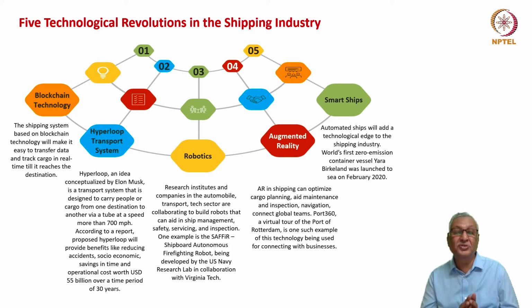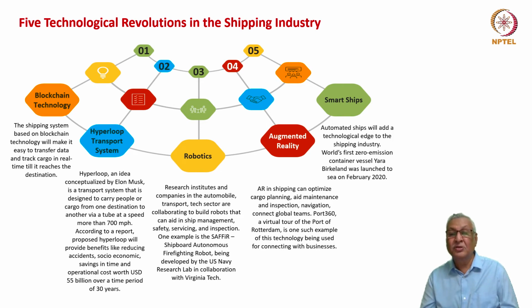Robotics: research institutes and companies in the automobile, transport, and tech sector can collaborate to build robots that can aid in ship management, safety, servicing and inspection. Saffir is one example, a shipboard autonomous firefighting robot being developed by the US Navy Research Lab in collaboration with Virginia Tech. Who knows, Boston Dynamics, which we discussed earlier, could also come up with its own robotics to help the shipping industry.